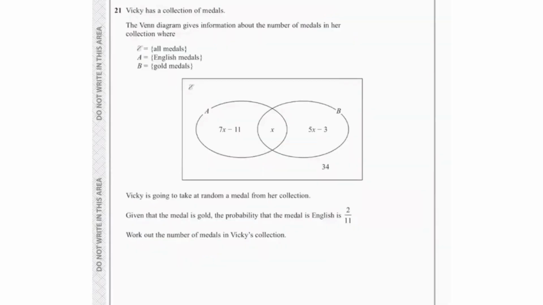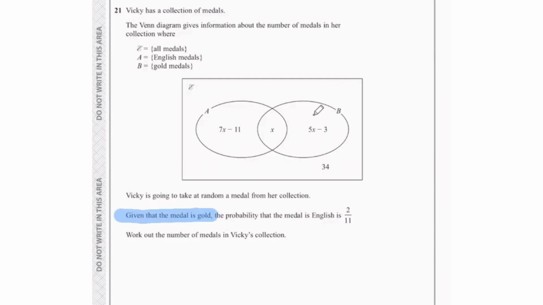Question 21 says, Vicky has a collection of medals. The Venn diagram gives information about the number of medals in her collection, where the universal set has all medals, A has English medals, and set B has gold medals. Vicky is going to take at random a medal from her collection. Given that the medal is gold, the probability that the medal is English is 2 over 11.